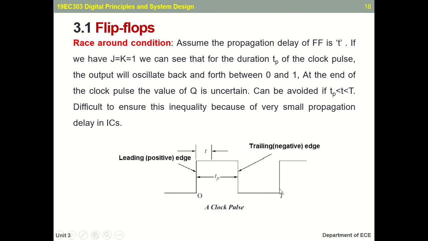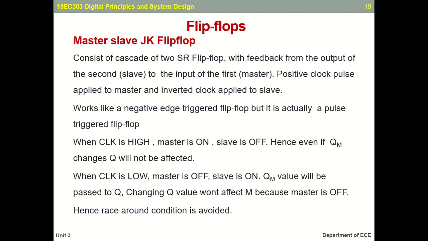At the end, it can be toggling till T, and after T it will be fixed to a particular value, which we also can't determine. This can be avoided when the time T is in between TP and T, and it is difficult to ensure this inequality because of the very small propagation delay, since propagation delays mainly happen in microseconds.